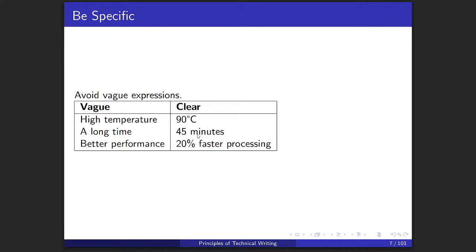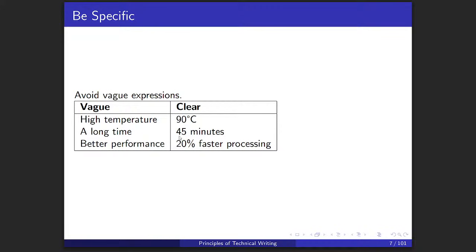Another thing is to be specific. If you're talking about anything, for example, in Kurnool there is high temperature, let us say. Instead of mentioning high temperature, you try to mention 90 Celsius. Okay. Instead of a long time ago, if a reader is reading your paper, he might think of some arbitrary time, right? Instead of mentioning all those things, you mention 45 minutes. Instead of mentioning only better performance, you try to mention the percentage, such that the user or some other reviewer who is reading your paper may not be misled or deviate from the paper.